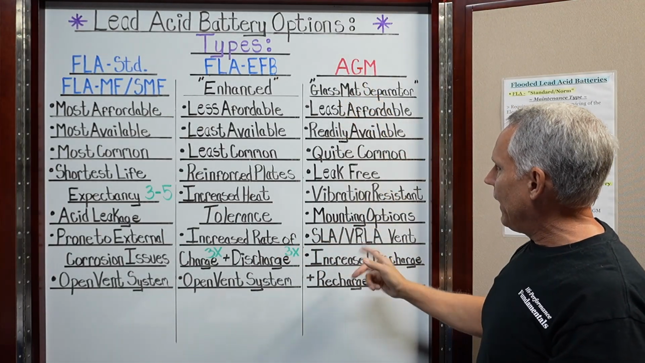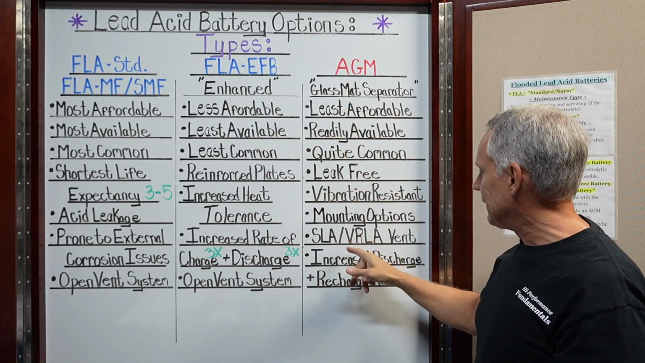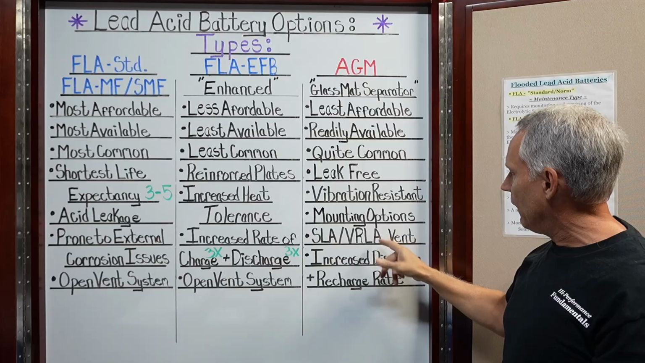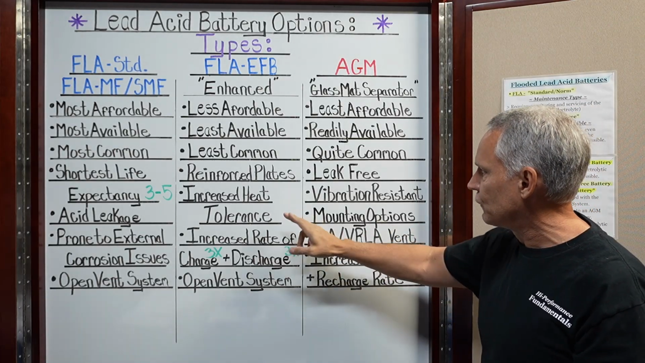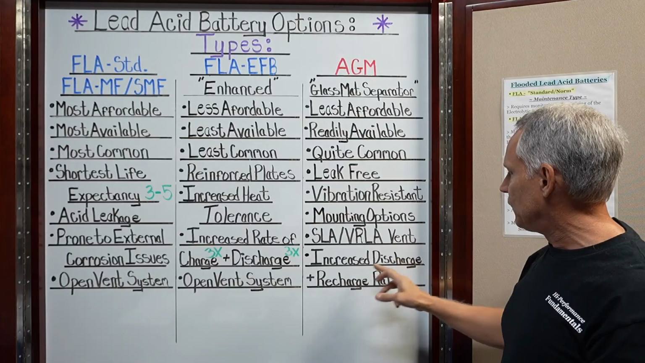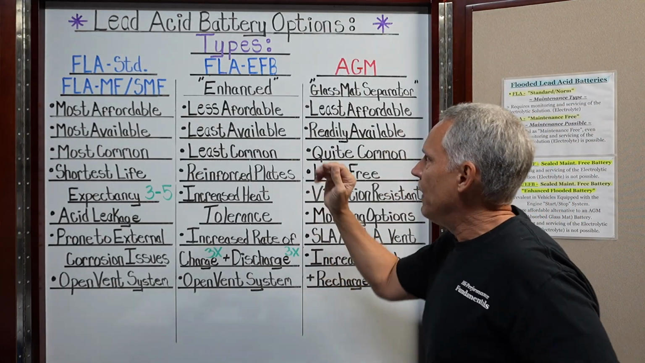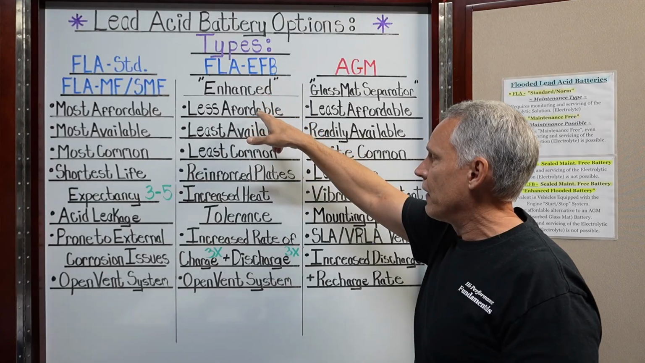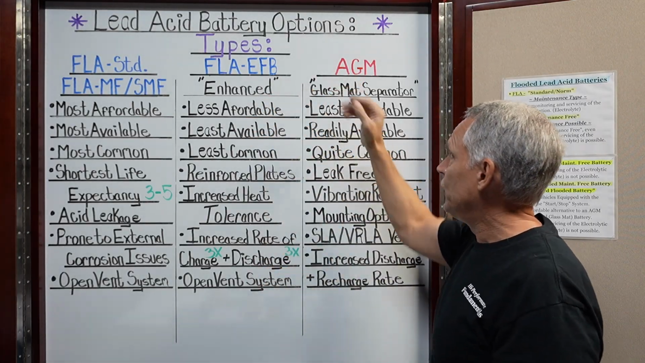This AGM battery, including all the AGMs and the gel cell batteries, they are the SLA VRLA closed vent system that we discussed. And this battery, just like this one, has an increased discharge and recharge rate. Now, that being said, you will find that if your car has an EFB battery, and you need to have it replaced, you may find that they recommend an AGM battery.